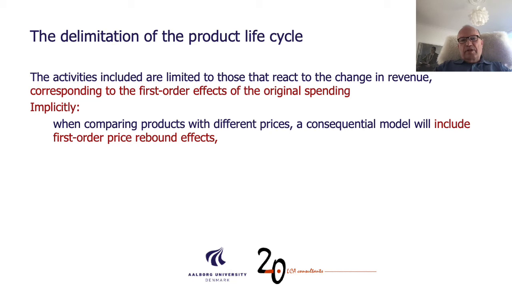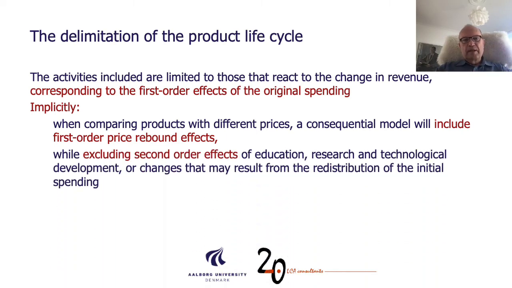But since we are including the first order effects, that means also that we are including the first order price rebound effects, because that is also a consequence of the spending. Because if we're spending less money on a product, we will have money left that we can spend on something else. This is called the rebound effect. But we don't include second order effects of education, research, and technology development, or changes that may result from the redistribution of the initial spending.